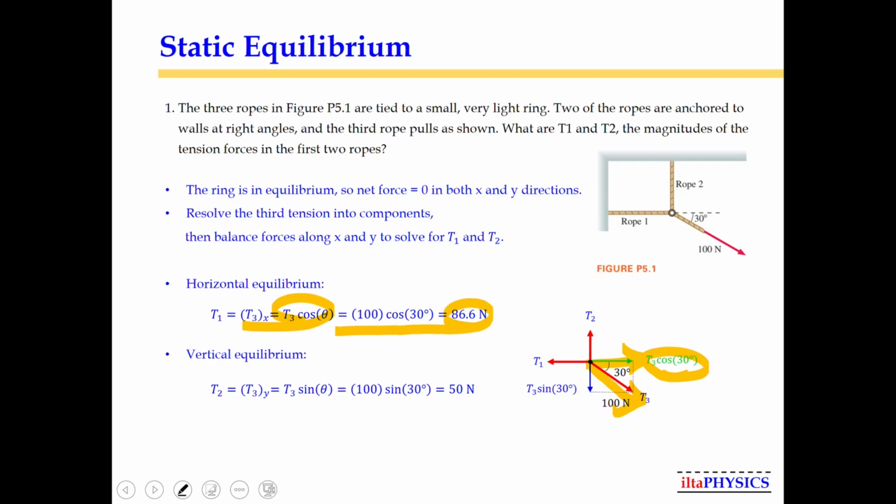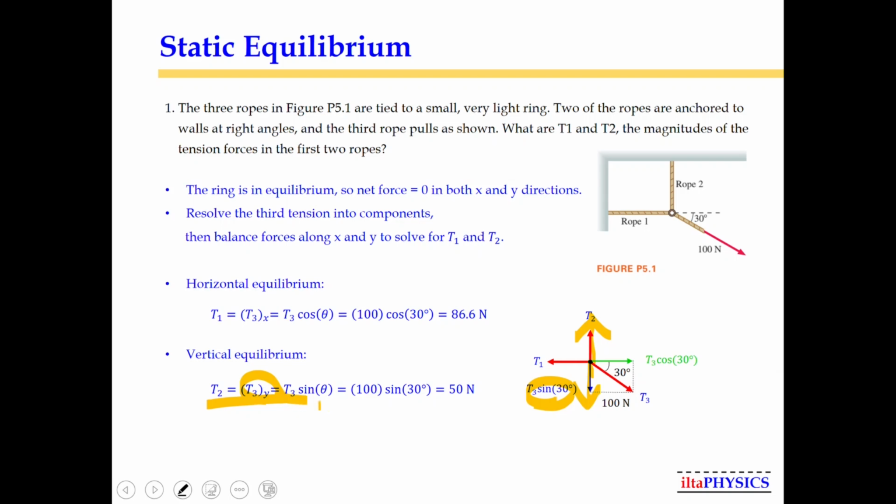In the same way, to achieve equilibrium in the vertical direction, the upward tension T2 must equal the downward sine component of tension T3. Therefore, tension T2 will be 50 newtons. This is a simple problem, but please practice setting up free body diagrams to solve it.